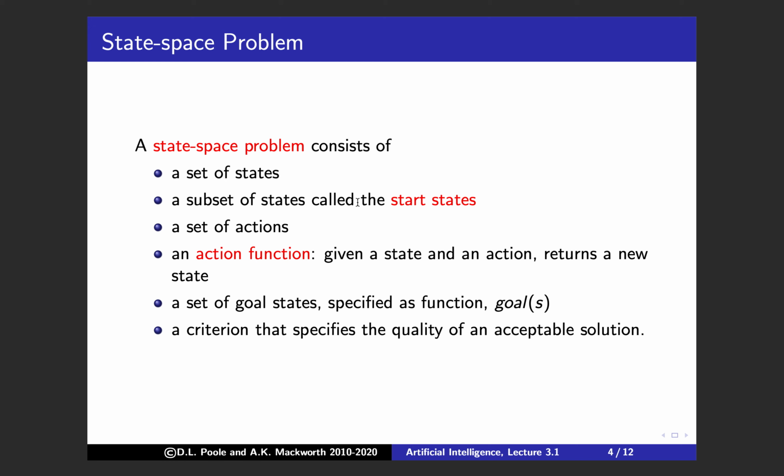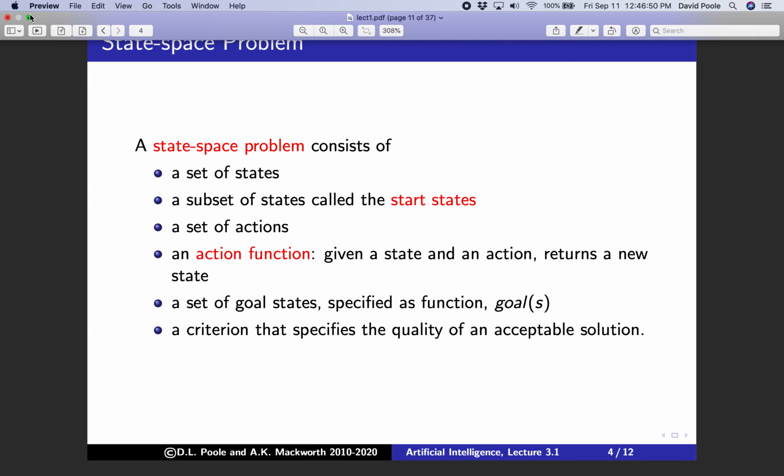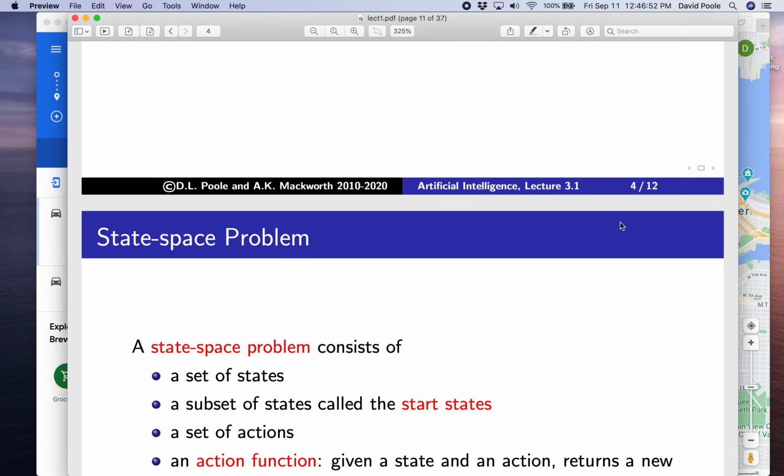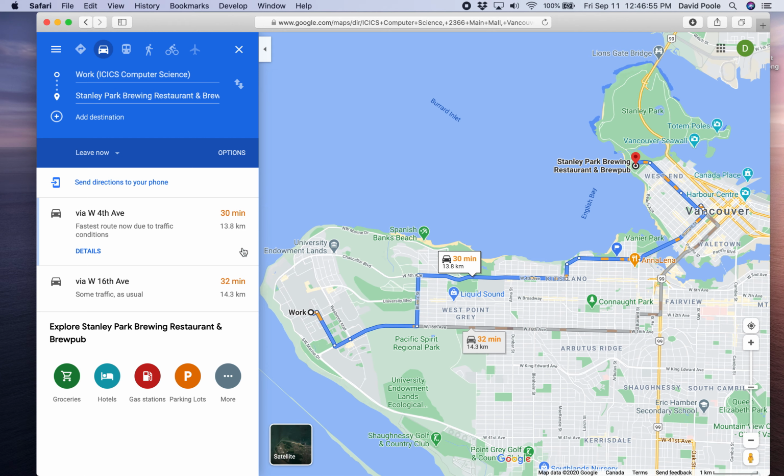So let's look at one example of this. An obvious example is Google Maps. Here I want to find a path. We'll talk about what the states are, but here we're trying to get from work, which is in the computer science building, to Stanley Park Brewing Restaurant. So that's our goal. The start state is the computer science building, the goal state is Stanley Park Brewing. There are a whole lot of different solutions, and it's going to come back with one path. It's going to tell us how to actually get from the computer science building to Stanley Park.